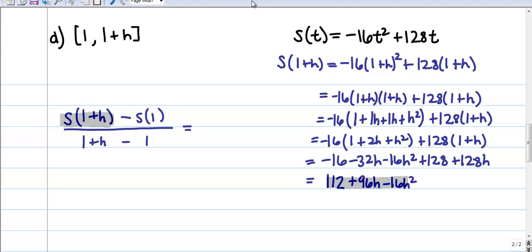Now, we've already calculated s of 1 earlier. S of 1, you just plug in the 1, right? Or you let your calculator do it. And it ends up being negative 16 plus 128, which is 122.